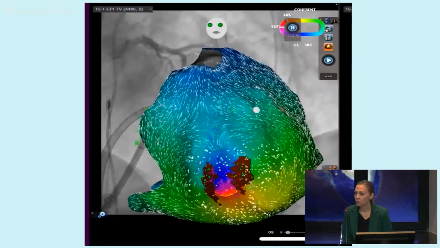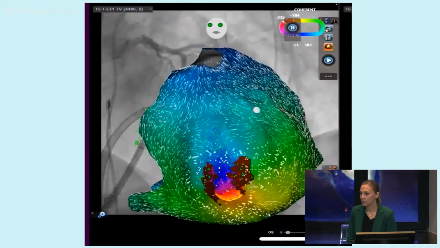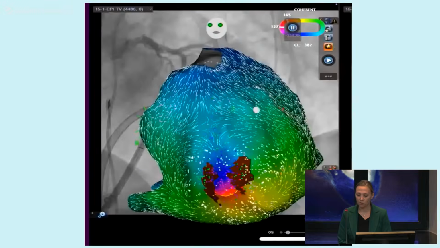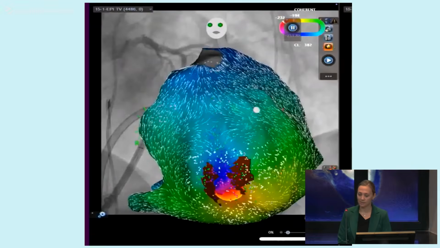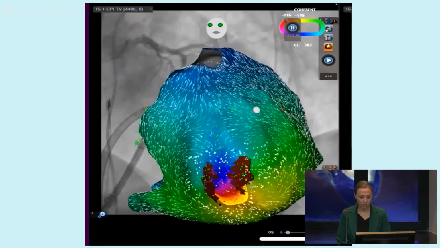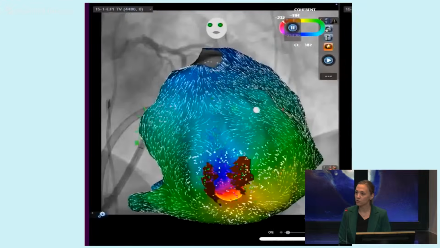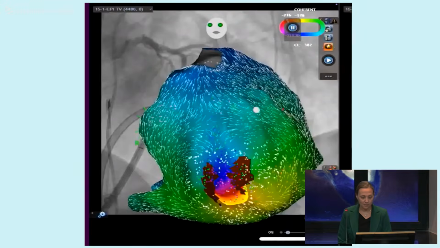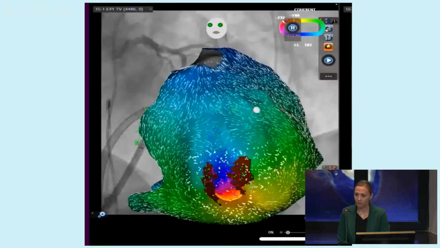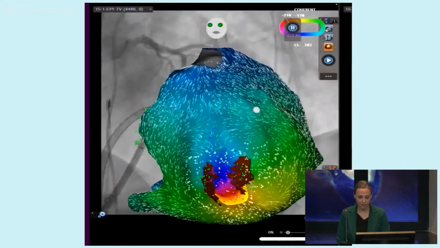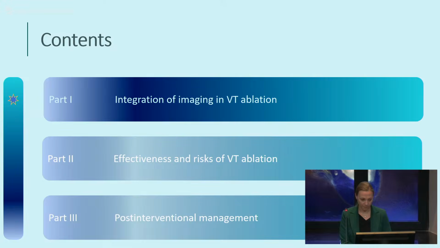This figure shows what we see in the electrophysiology lab. We use fluoroscopy and these 3D electroanatomical maps in order to visualize the arrhythmias. In this case, this is a so-called activation map. We see the wave or the circuit of the VT originating in the apex of the left ventricle. We see some scarring in this area, and then the VT begins there and travels back to the base of the heart. This can help us visualize the targets that we want to ablate.